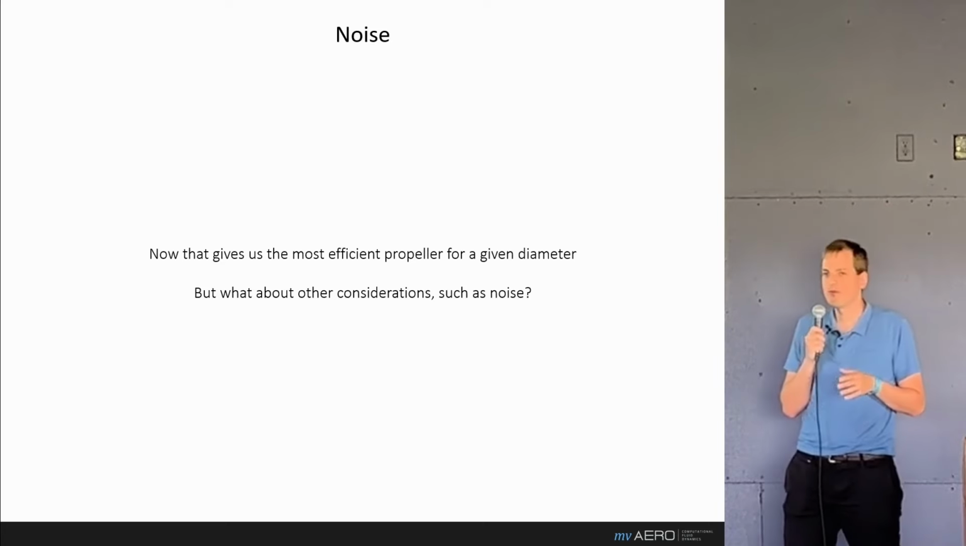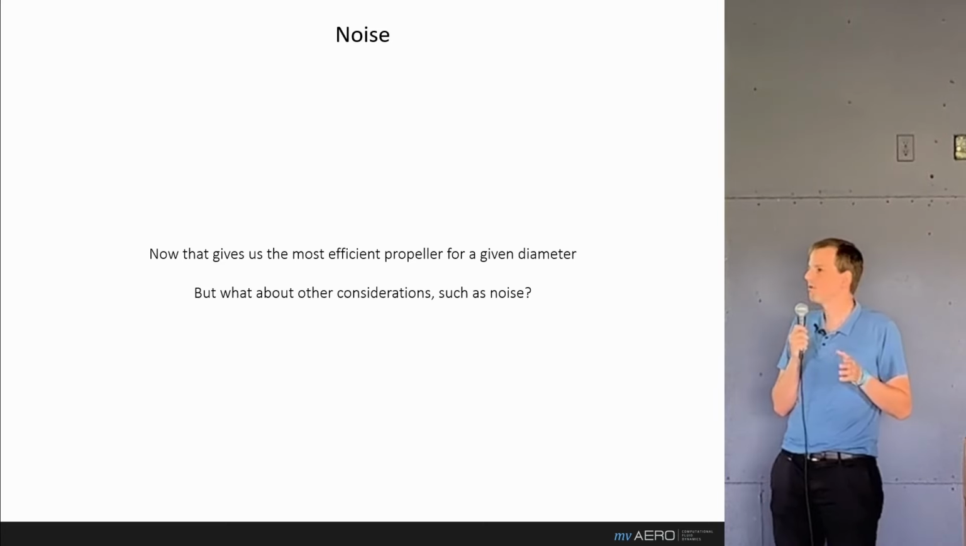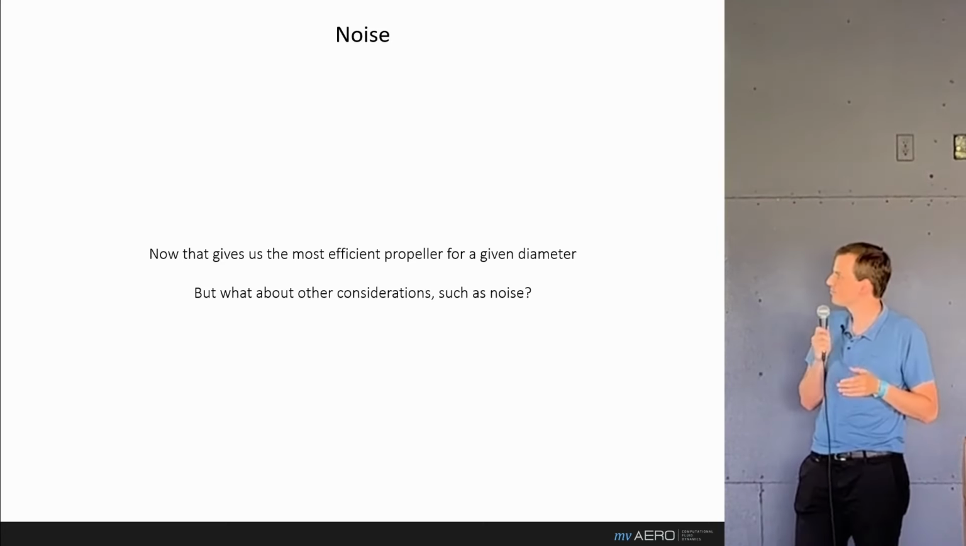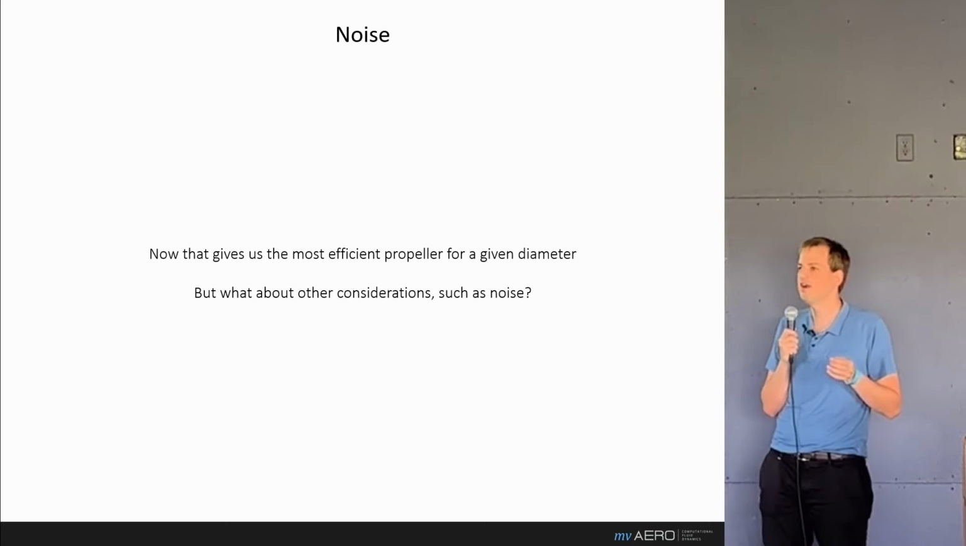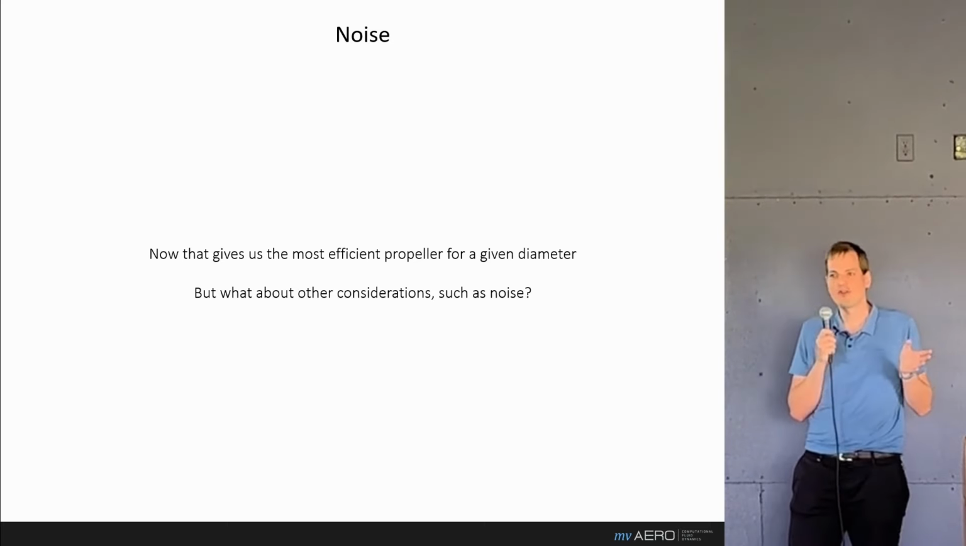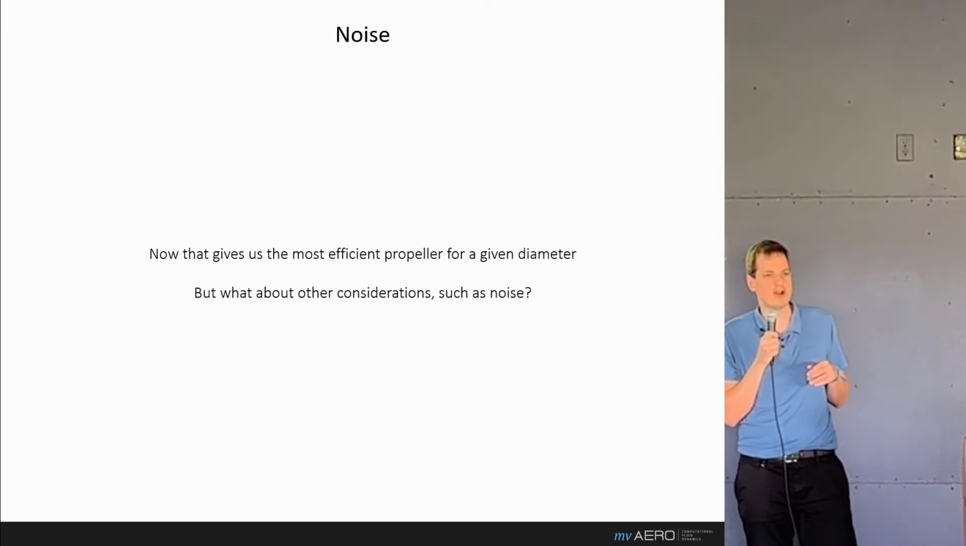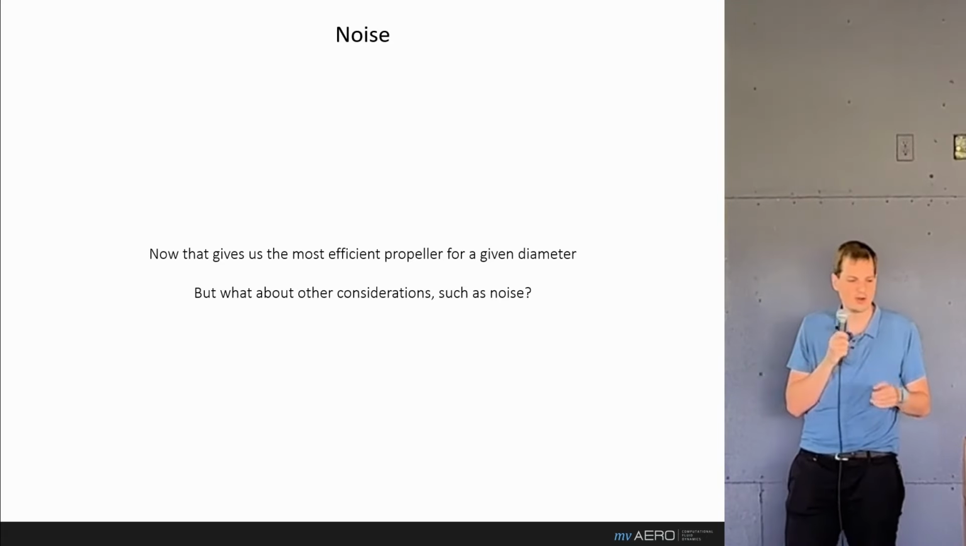Because that gives us the most efficient propeller for any diameter. And that's great. Sometimes the project ends right there. But for some other projects, there could be other considerations as well. And one of them could be noise.